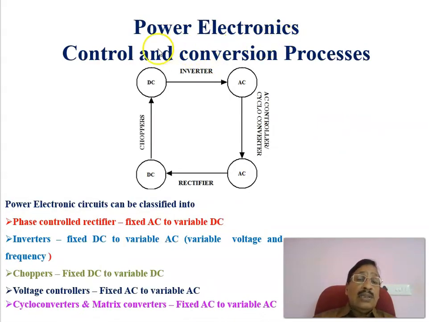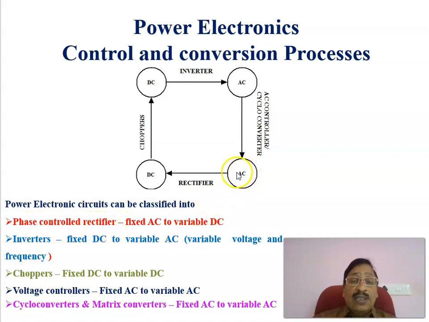Power electronics devices are the devices which are used to control and convert electric power. For control and conversion of electric power, that process is done by power electronic switches. Power electronic circuits can be classified based upon the type of source and the load. If you have a fixed AC and you want to get a variable DC, then we will be using a phase control rectifier.